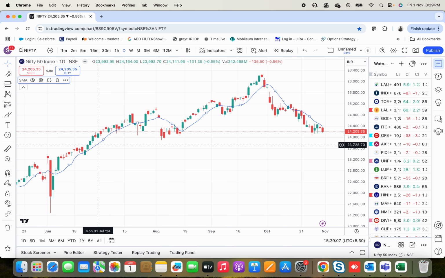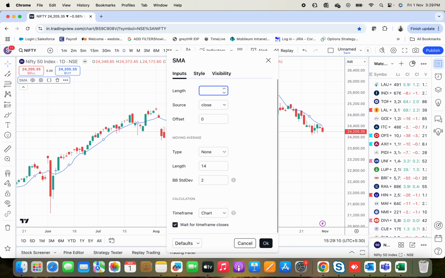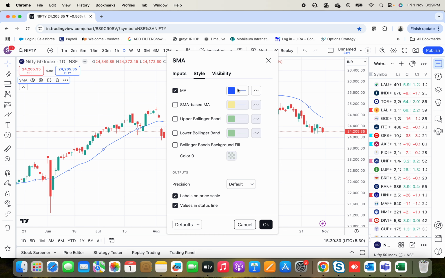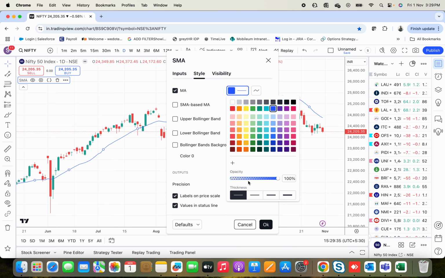Now you can customize that to 20. As I said, 20 is a very important one. It's like the flow of the river. It's a real, significant direction of the market. You can also choose how to take the average, whether on the closing price or opening price, but it's always better to keep it as close. And in style, you can choose whatever color you want and the width of the line, and so on.